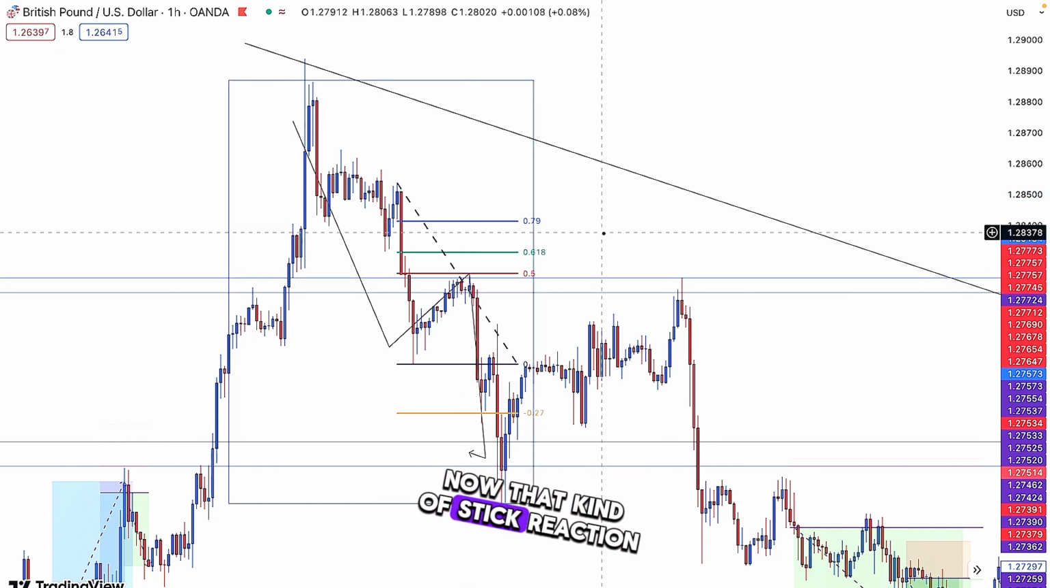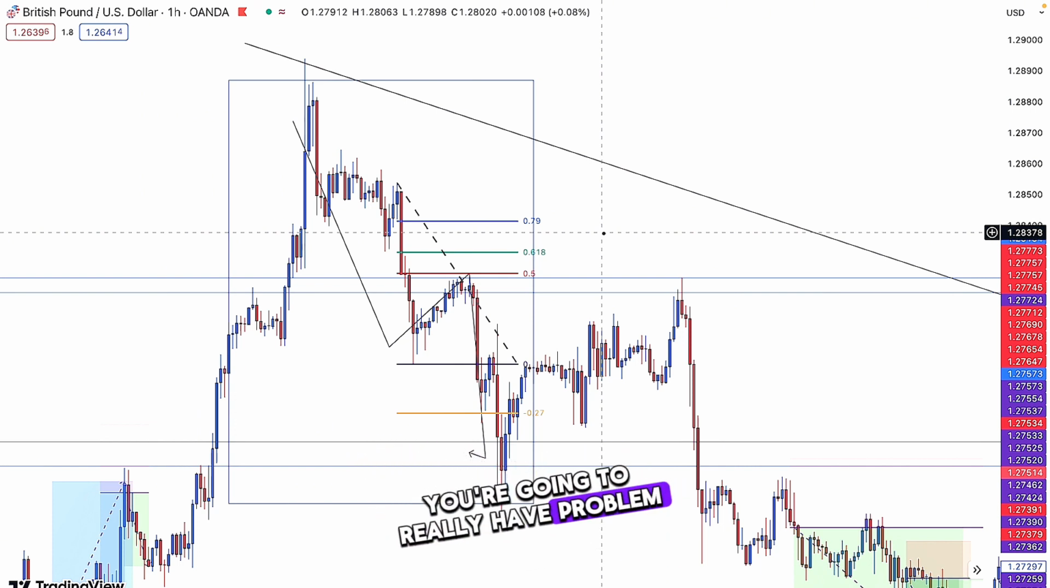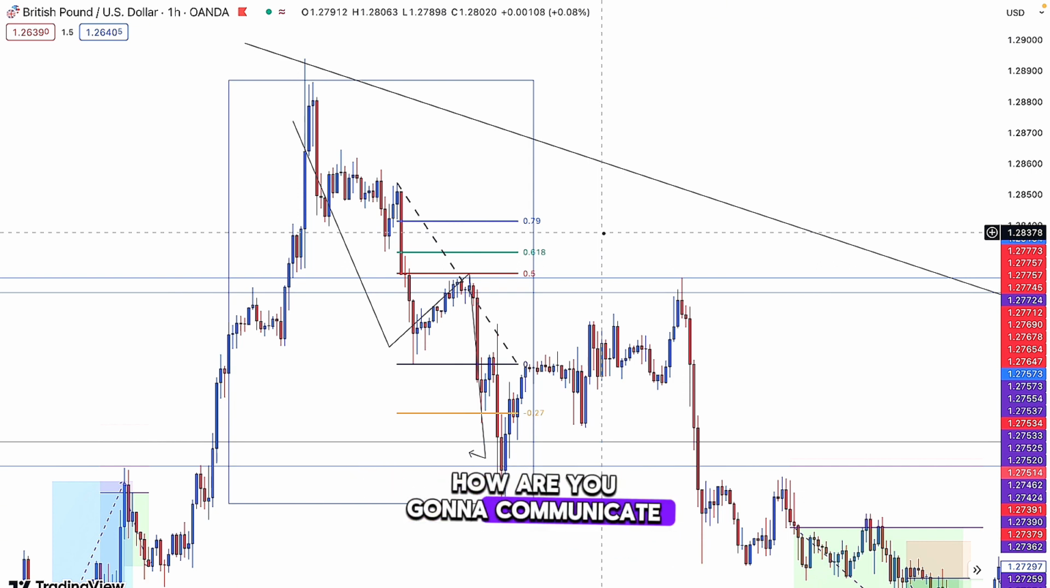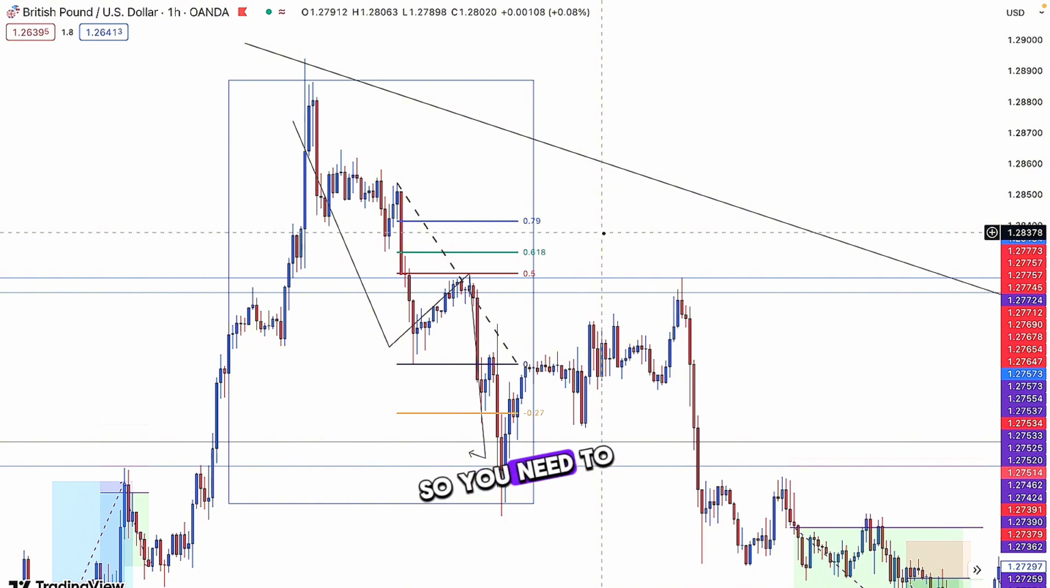Now, that candlestick reaction is what we need. Like I said, you need to understand candlesticks. If you don't understand it, you're going to really have a problem. It's just like going to a new country you've never been to before, and you're hearing them speak their language, and you don't understand their language. How are you going to communicate? It's going to be a real-time problem. So you need to understand their language and speak with them just as an indigene.